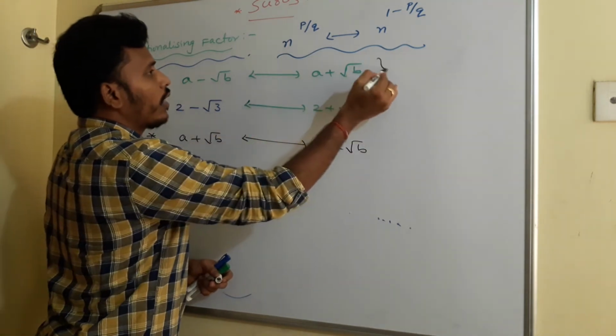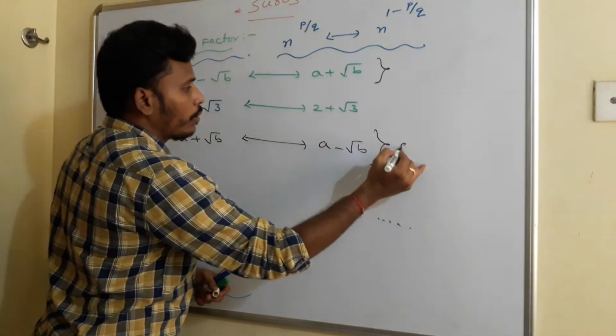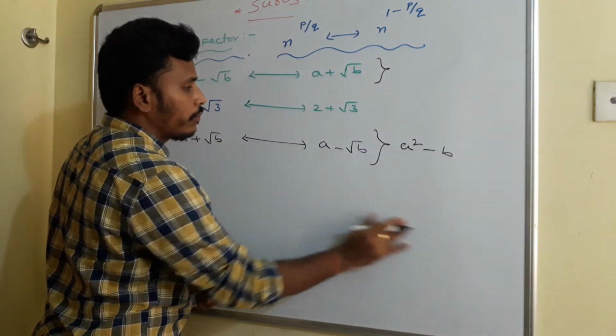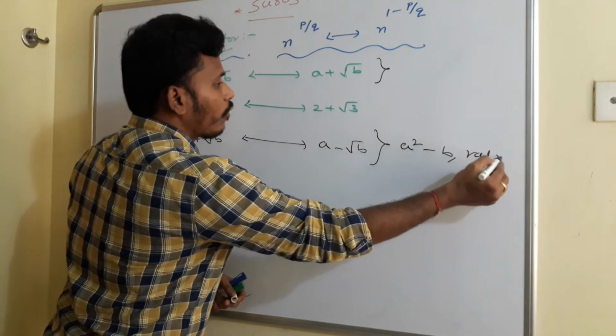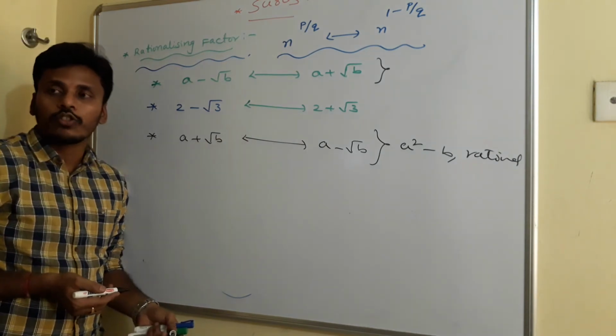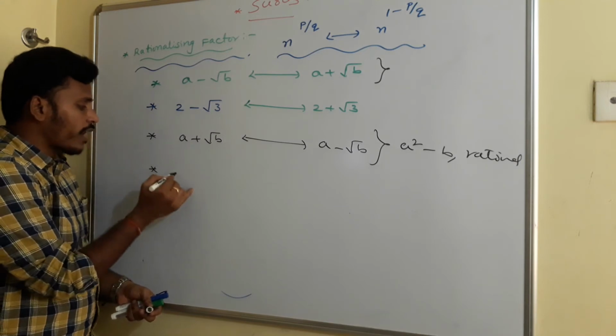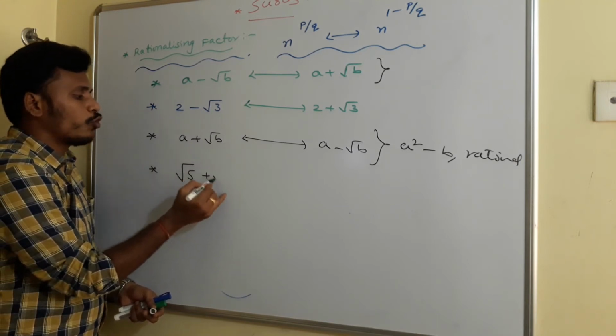Why? Because if you multiply these two, a plus root b into a minus root b, the result is a square minus b, a rational value. Since it is a rational value, these two are mentioned as the rationalizing factors of one another. Okay. And next, suppose you have things like root 5 plus root 3.